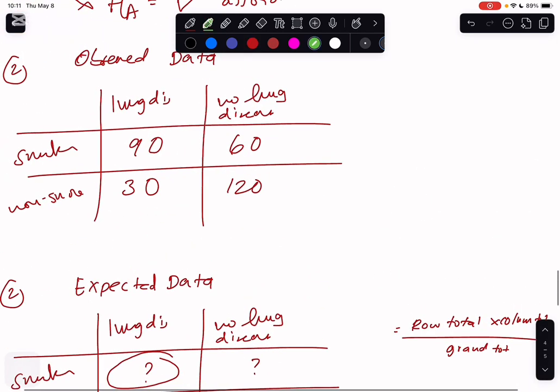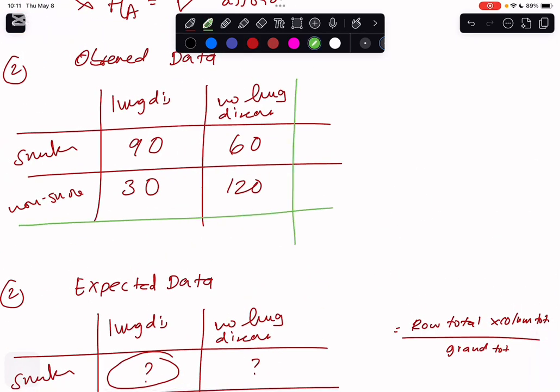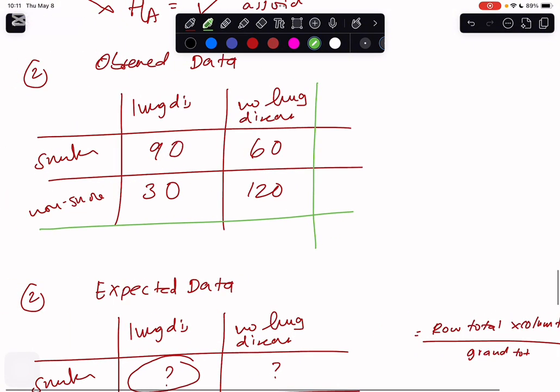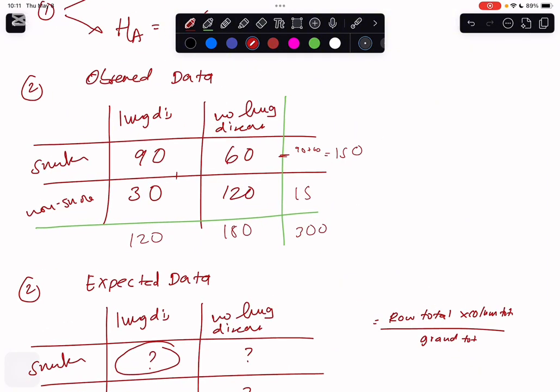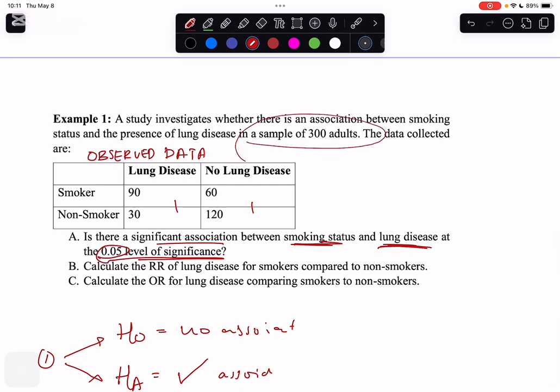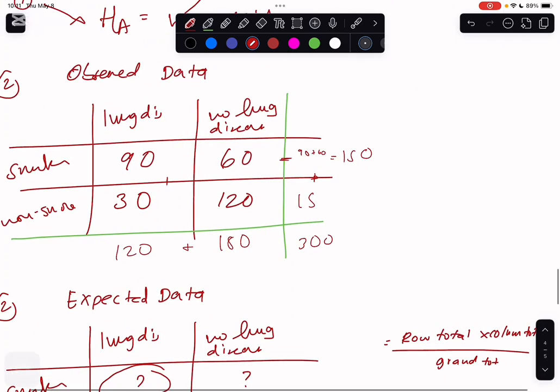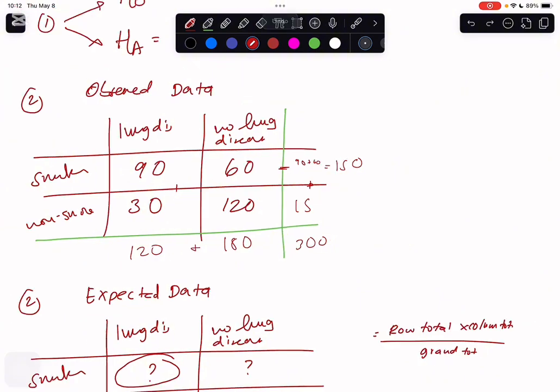Basically if you go back to this table, the first thing you want to do is get the totals. These are rows, these are columns. Okay, so I'm going to get the totals: 90 plus 60 is 150, 30 plus 120 is 150, 90 plus 30 is 120, 60 plus 90 is 180. The total comes to 300. Why? Because in the question they told you the sample size is 300 adults. So the total should make sense: if you add all of these numbers up it should give us 300.